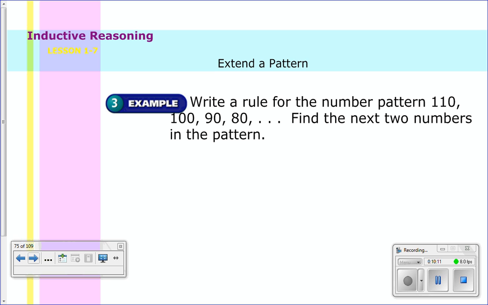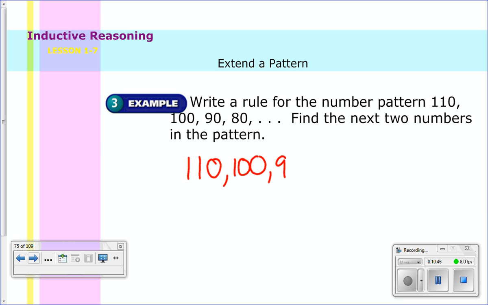All right, now our third example, we're just pushing this further and further each time. First, we looked at patterns and said what was happening. Second, we wrote patterns with numbers. Now, third here, we're going to extend the pattern. So we're going to say or predict, make a conjecture, that's that term again, about what's going to come next. So number 3 here, write a rule for the number pattern, 110, 100, 90, 80, and so on. Find the next 2 numbers in the pattern. So here they're asking us to do 2 things.